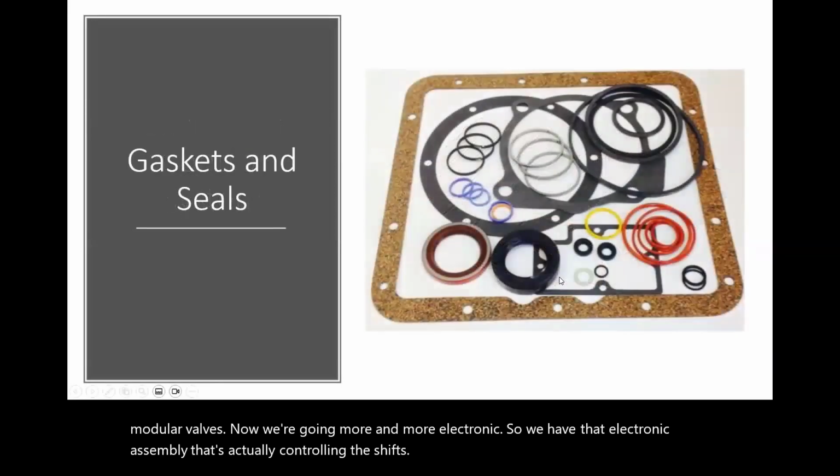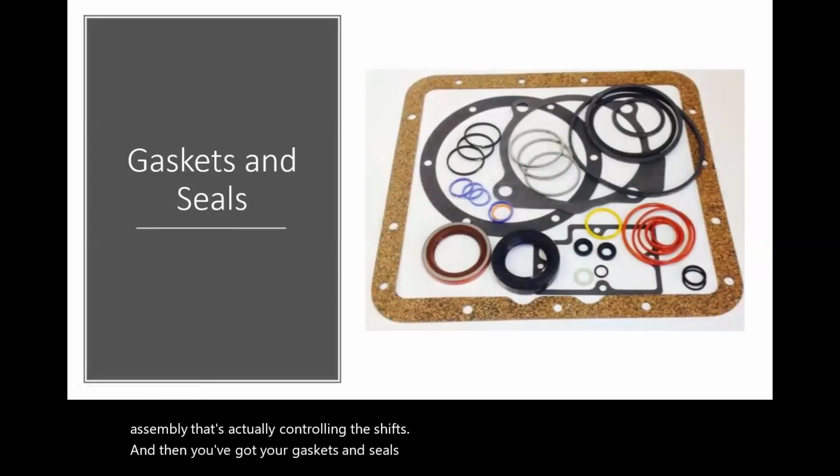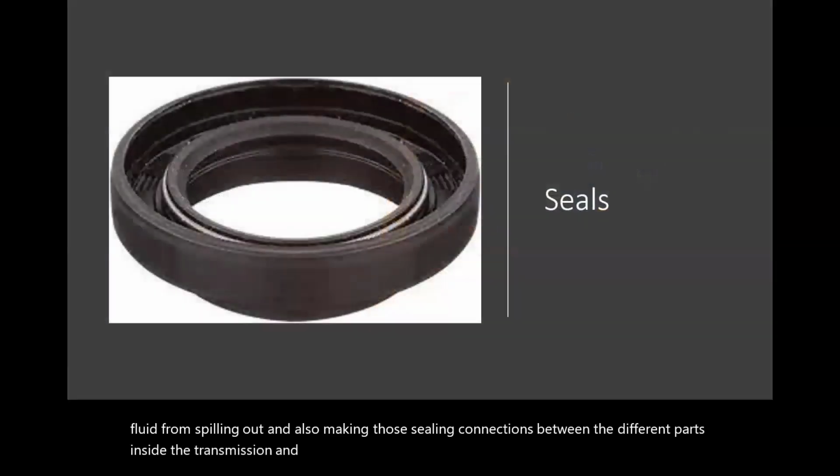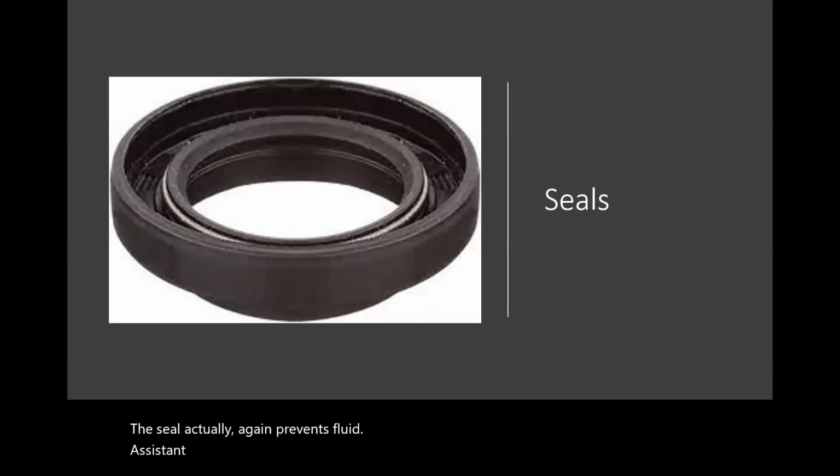And then you've got your gaskets and seals to keep all the fluid in, to keep the fluid from spilling out, and also making those sealing connections between the different parts inside the transmission. And then we have a seal. There's different types of seals out there. The seal, again, assists in preventing fluid from going out.